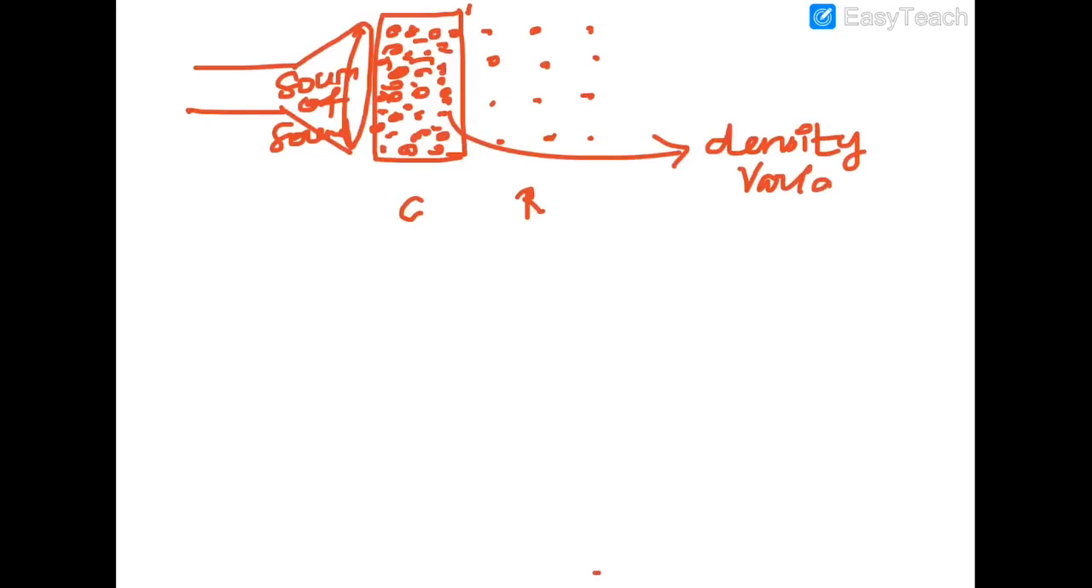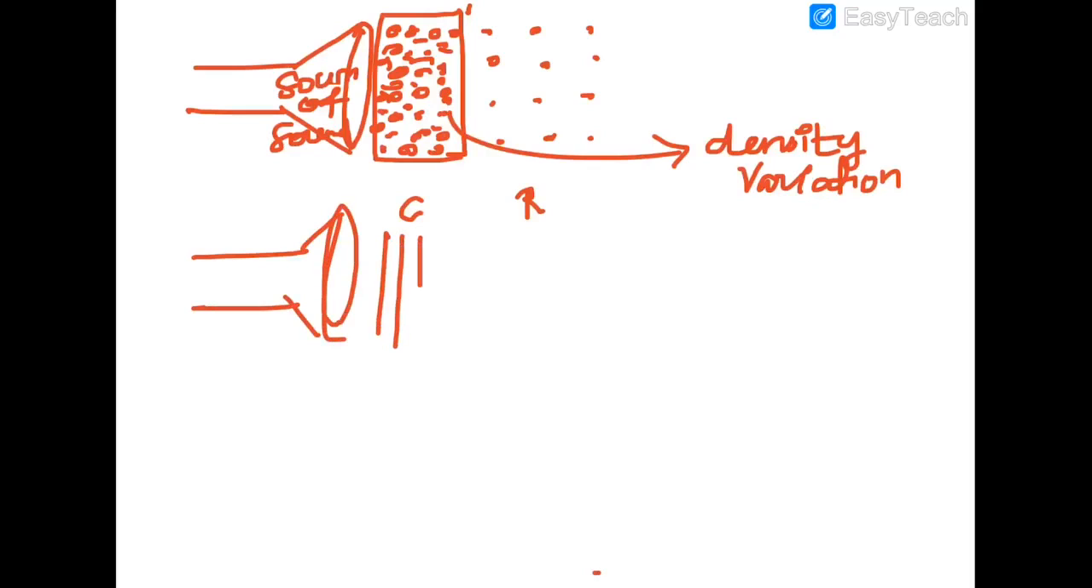For the pressure variation, we have to look at it the same way. We draw the source, the amplifier, and the lines will be closer. This is again compression, and if the lines are very few, that means the distance between them will be very high, that's called rarefaction.